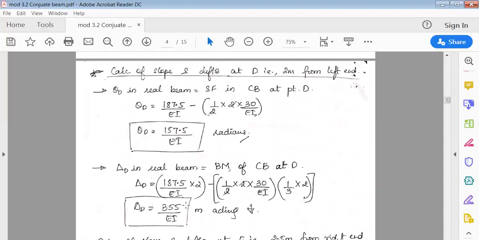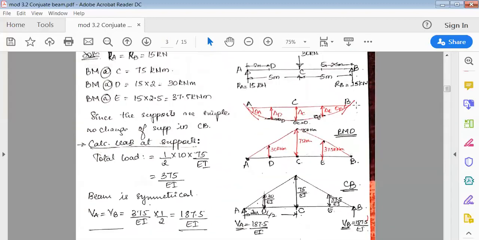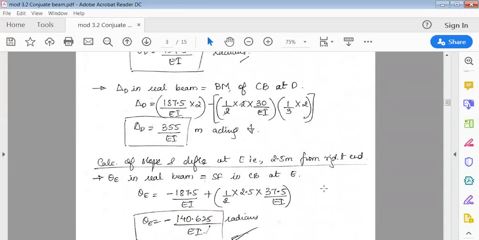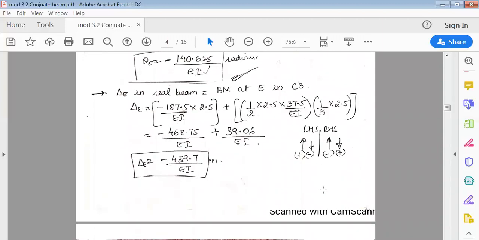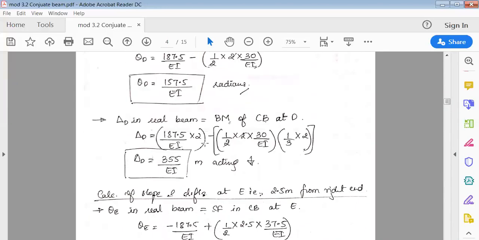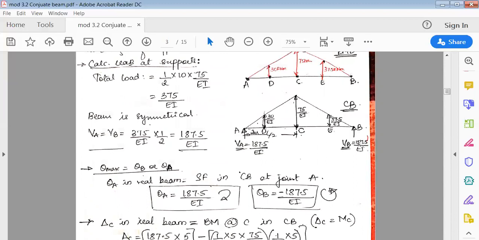Now to find theta E, which is acting at a distance 2.5 meter from point B. So again, theta E, if you want to find out, you have to consider only this triangle. Now again, to the right side, the sign conventions: to the right side, upward is negative, downward is positive. So we have used the same thing here. So only one upward force is acting here, on the right side of E, that is 187.5, upward negative.